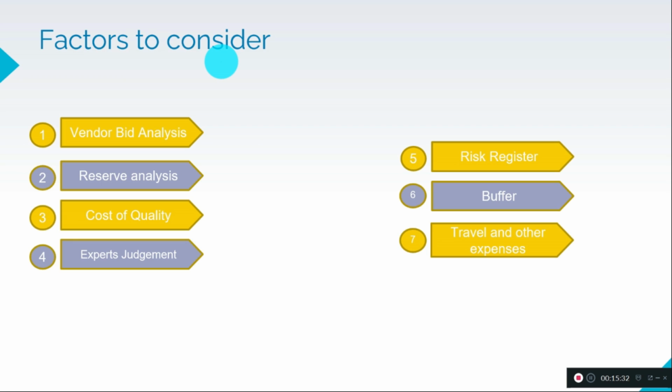So what are the other factors we need to consider actually? We need to consider vendor bid analysis. So when we are bidding for the project, how we can negotiate based on competitors, and what are the vendors involved in this project. And reserve analysis. So when we know the risk involved in the project, we need to reserve some cost actually.